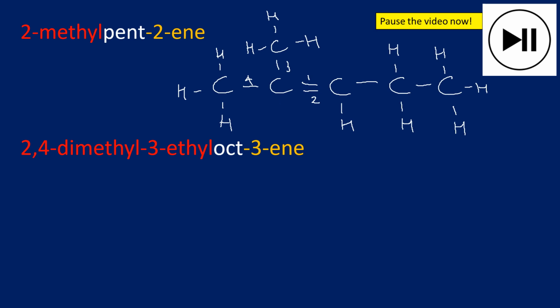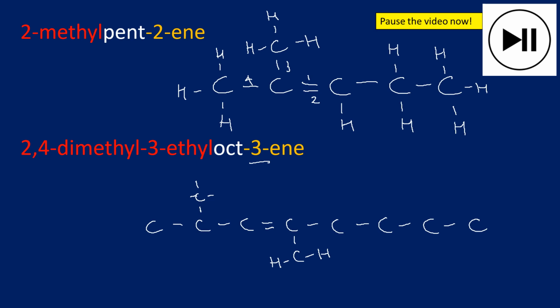Okay, finally then, 2,4-dimethyl-3-ethyloct-3-ene. That's a bit of a mouthful. So oct is 8. 1, 2, 3, 4, 5, 6, 7, 8. So there's my 8 carbon chain. A double bond between the 3 and the 4. Double bond there. A 2,4-dimethyl, so there's number 2. There's a methyl group on 2 and a methyl group on the number 4.